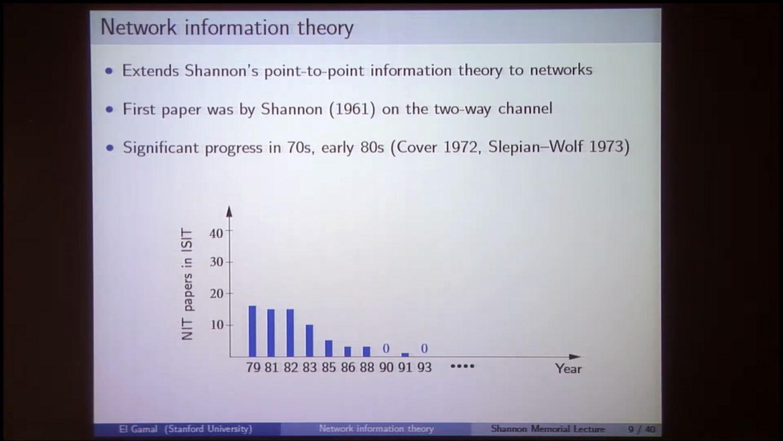Here I have a plot of the number of papers published in ISIT during this time, and you can see a decent number of papers were being published in network information theory. Now you say, well, 15 papers is not really very much, but the size of the society and the size of the conference during this time was considerably smaller than it is today, so that was a healthy fraction of the number of papers in the conference.